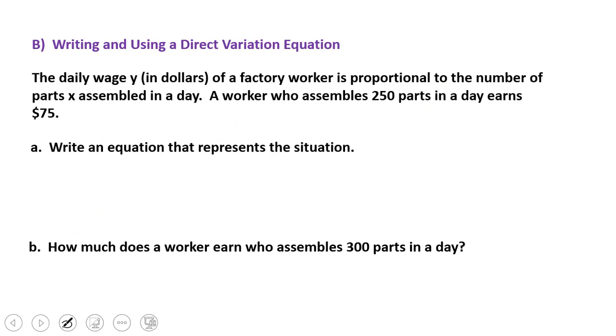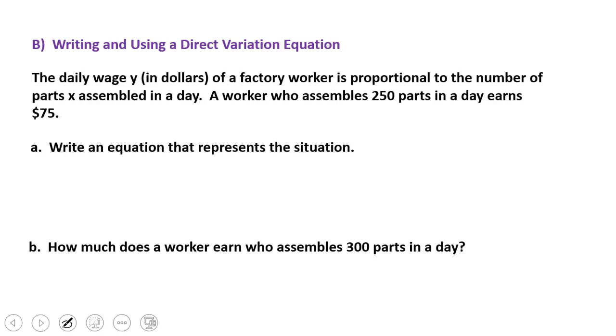Writing and using a direct variation equation. Ladies and gentlemen, it says the daily wage, Y, in dollars, of a factory worker is proportional to the number of parts X assembled in a day. A worker who assembles 250 parts in a day earns $75.